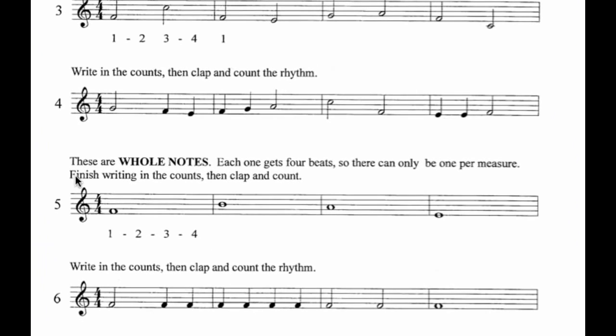Now for number 5, they introduce whole notes. Whole notes last for 4 counts. So to write the rhythm underneath a whole note, you would use 1-2-3-4. Everyone write in these counts, which we've done previously. We're going to clap and count the rhythm together now.